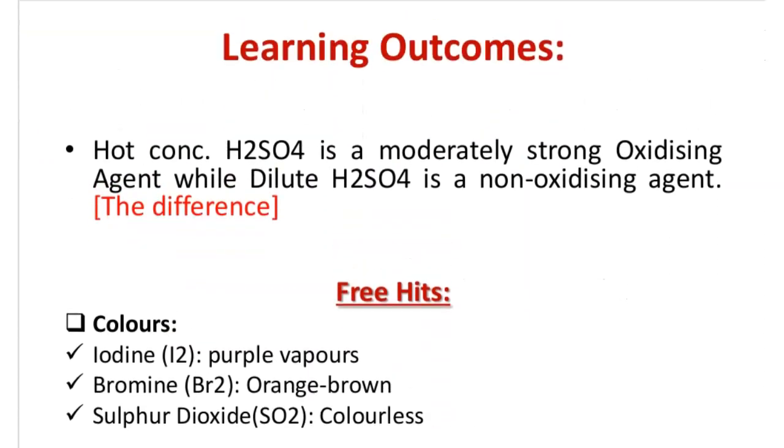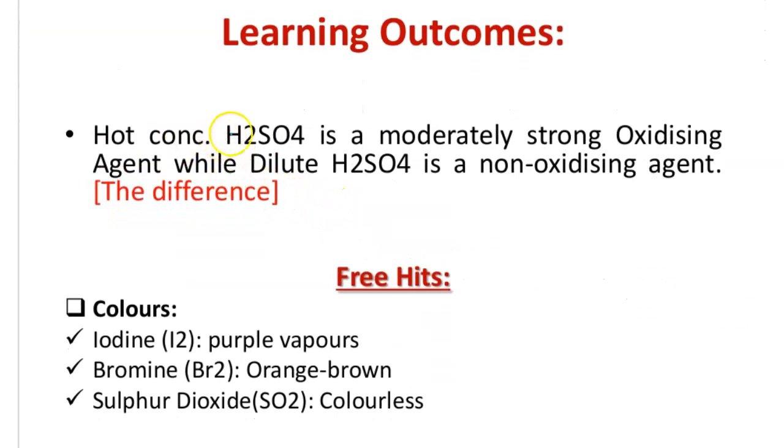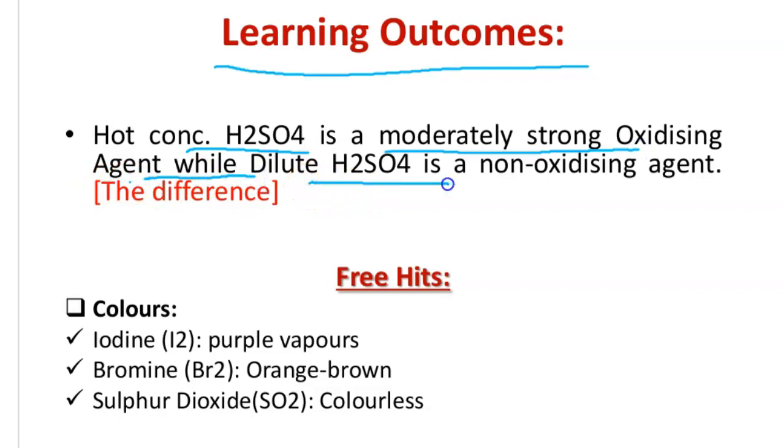Now we'll focus on the outcomes of this video. The learning outcomes are: first, hot conc H2SO4 is a moderately strong oxidizing agent, while dilute H2SO4 is a non-oxidizing agent, and this is the difference that we sought while starting this video. This concept is very important, you have to remember it. There are times when questions are directly asked on this concept.